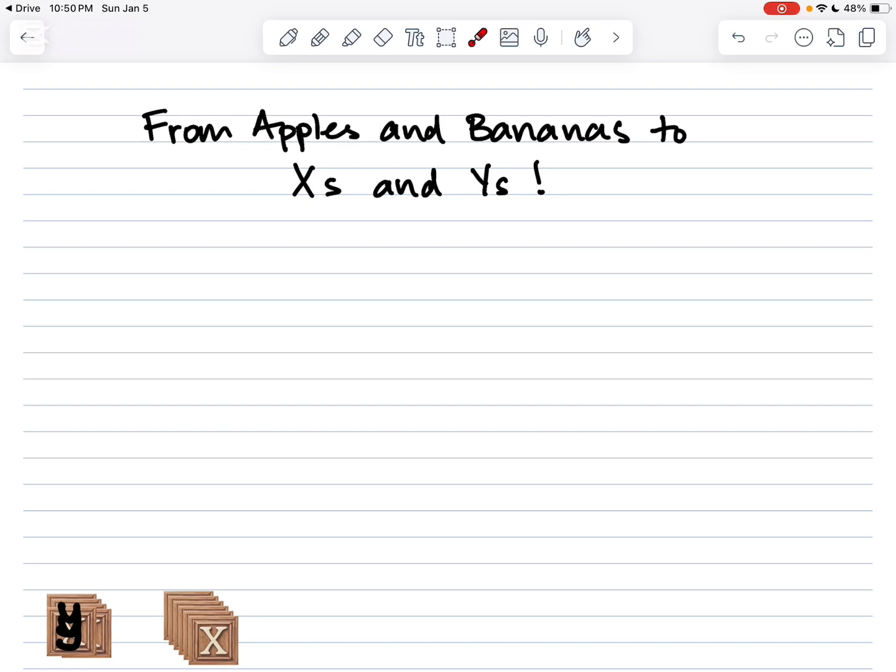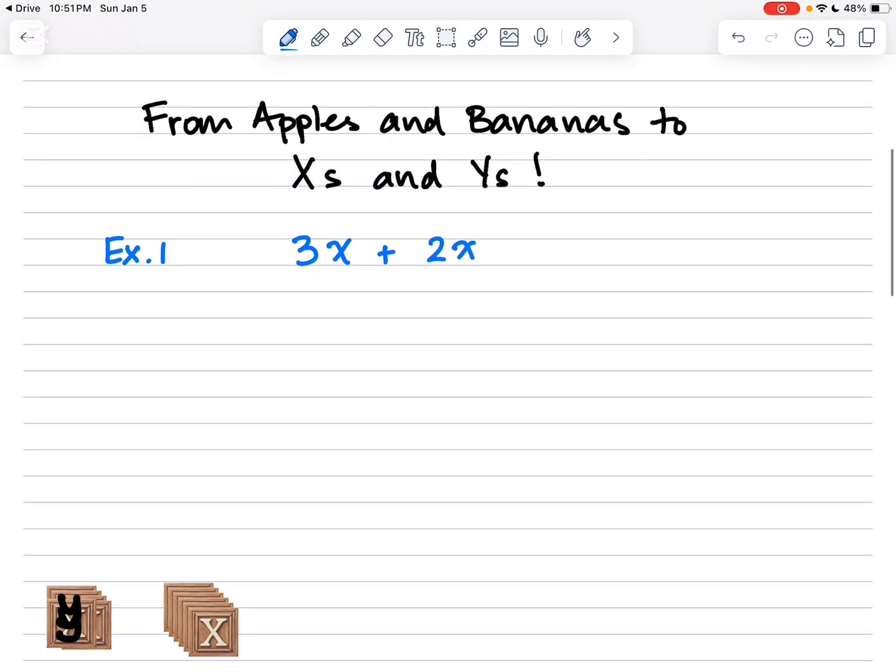So what is a different concrete example that we can use in order to still take the same kind of idea of apples and bananas and put it towards these variables? Well, let's start off with an example. What if I have 3x plus 2x? Well, what does that mean? How can we understand that in the context of the whole apples and bananas thing?